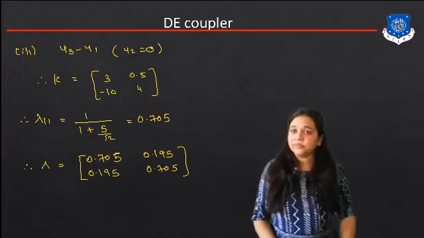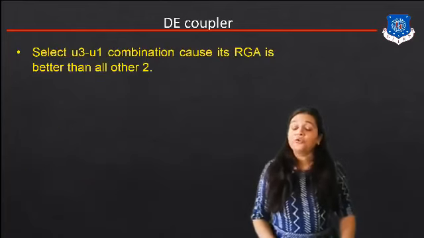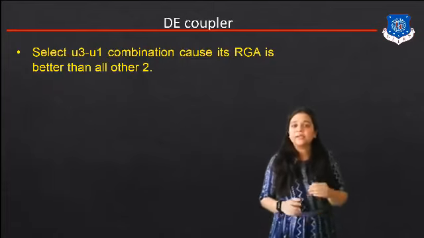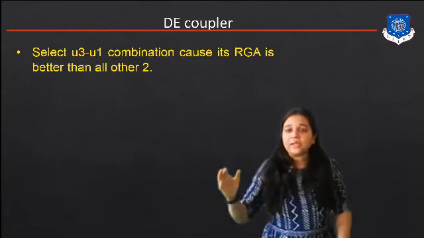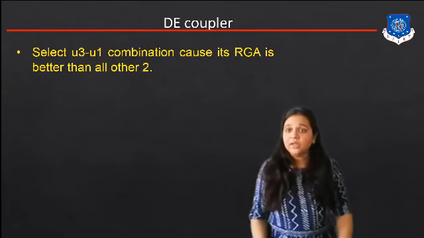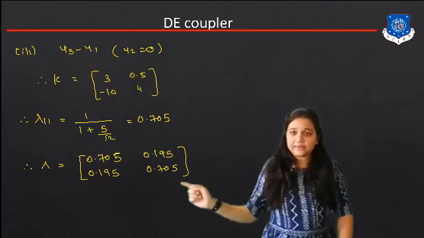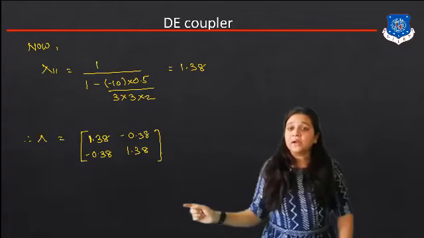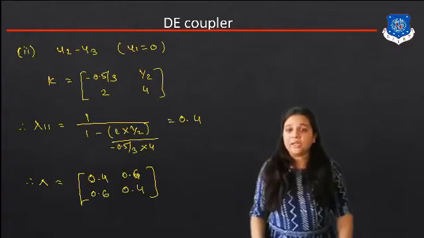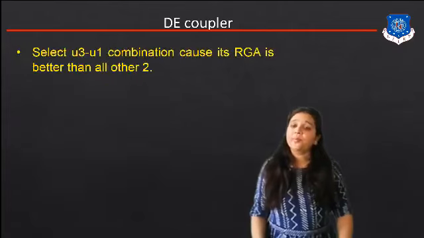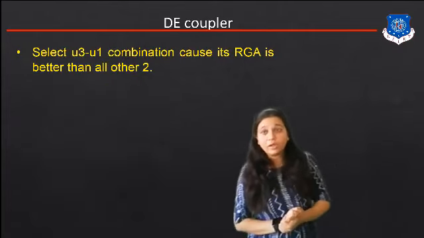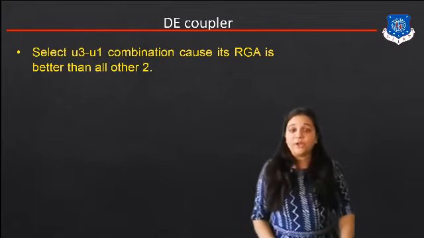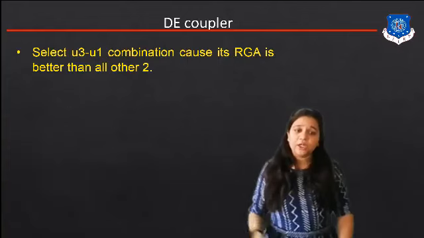Okay, so this is the third possibility. Now we have to select the U3 minus U1 combination because its RGA is better than the other two. So here the value of RGA is 0 point something. In the second case we can get 0.4, and in the first case we can get 1.38 something. If we compare the three RGAs, the combination of U3 minus U1 is perfect because its RGA is better than the other two possibilities.